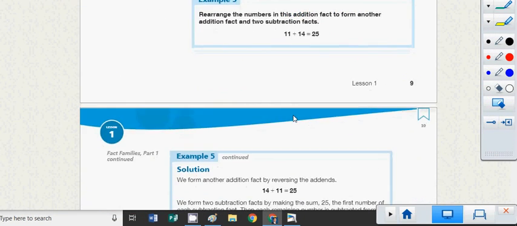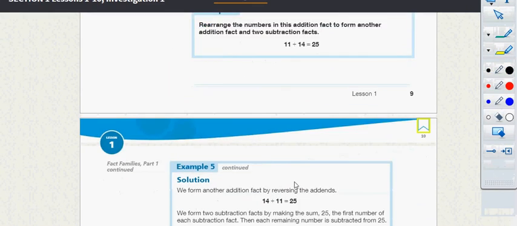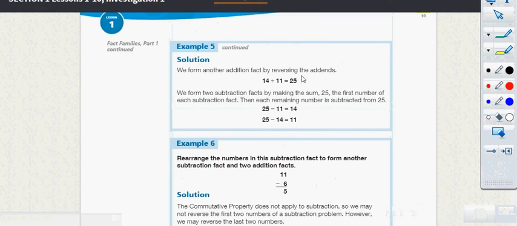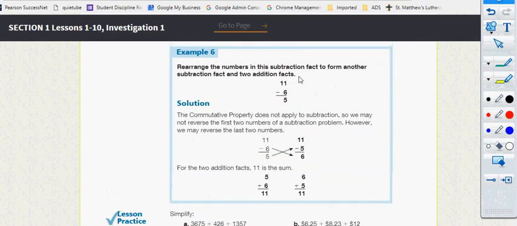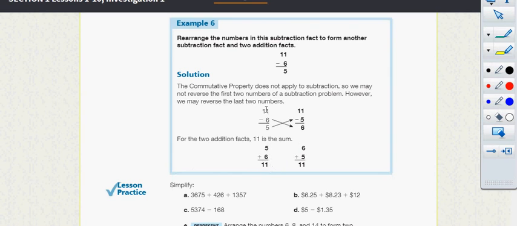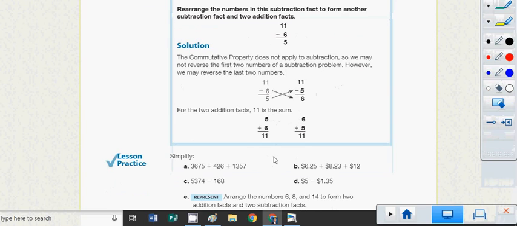You do it with 11 plus 14 is 25, like this. You can follow along in your book. That's page 10, right there. And finally, example 6 is 11, 6, and 5. You can rearrange subtrahend and difference. You can also take your original number in the subtraction problem and make it a sum and an addition of 5 and 6.